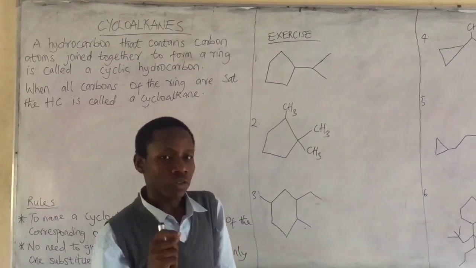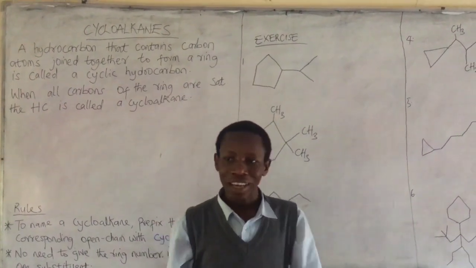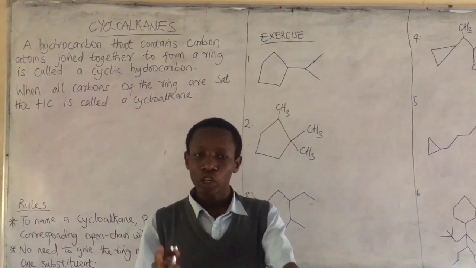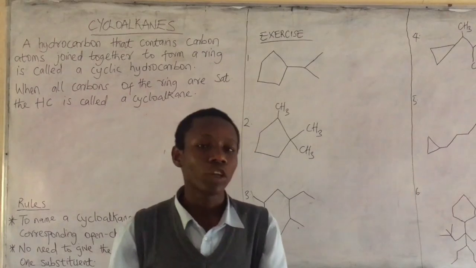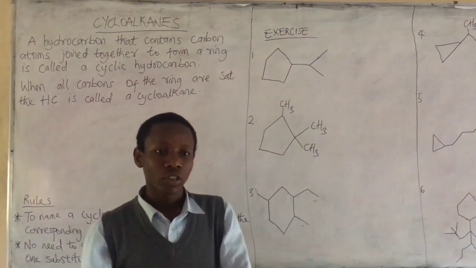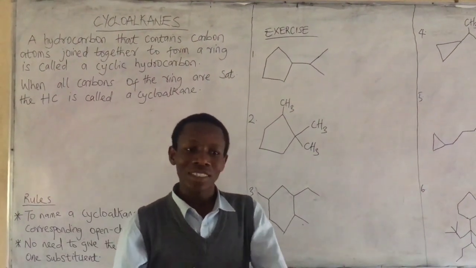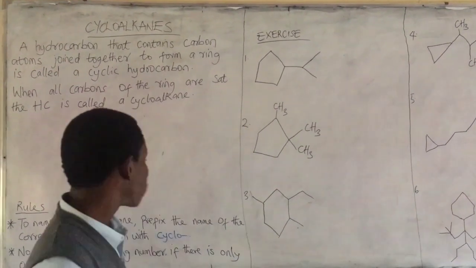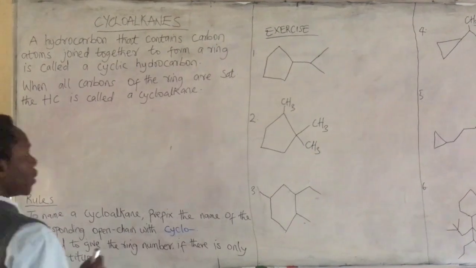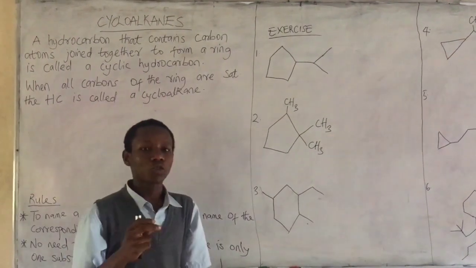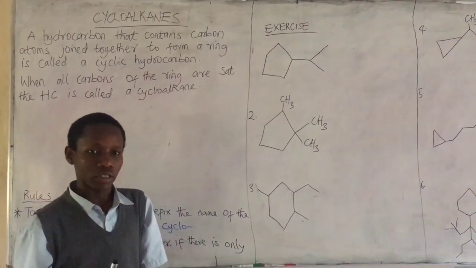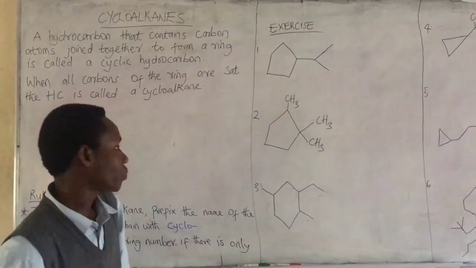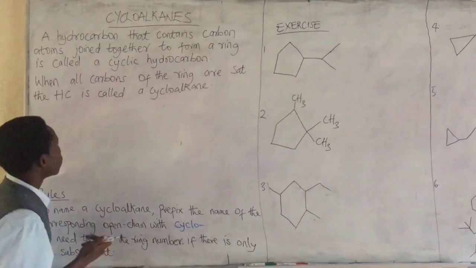You should be able to differentiate a cycloalkane and a cyclic what? Compound. If the carbons are joined together in a ring form, we call them what? Cyclic compounds. But a kind of cyclic compound that is saturated, we call that what? Cycloalkanes. So today we'll be talking about cycloalkanes, and basically we'll be looking at how to name these cycloalkanes, the IUPAC nomenclature of cycloalkanes.